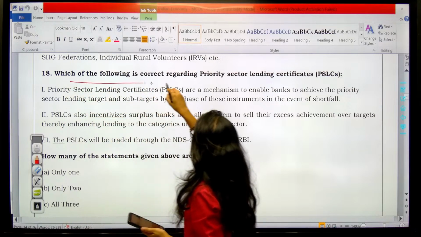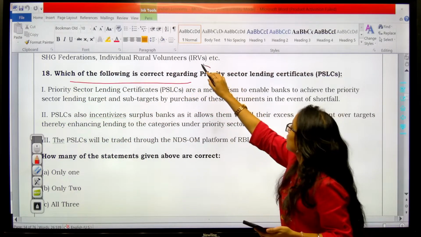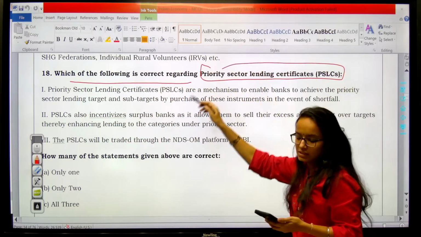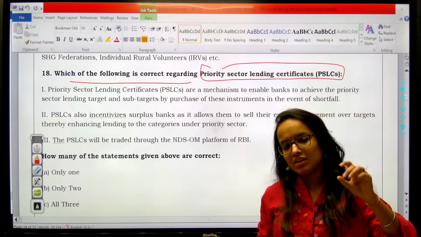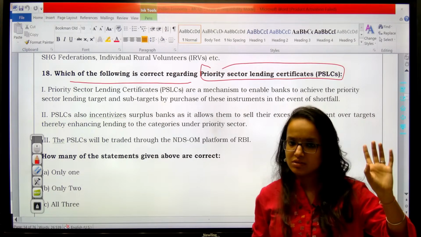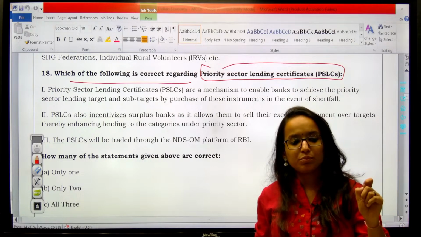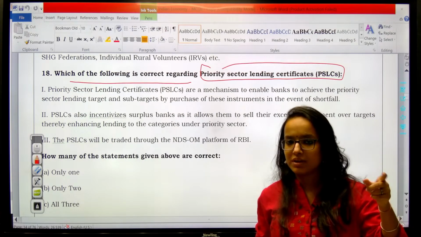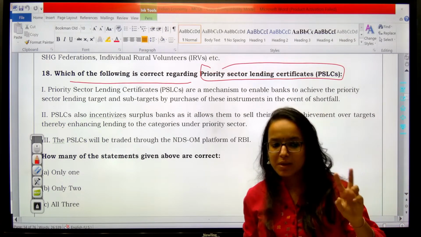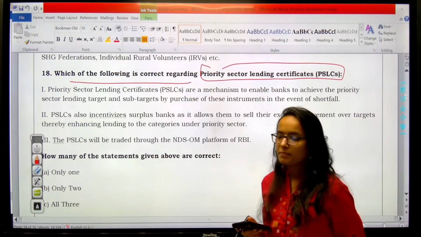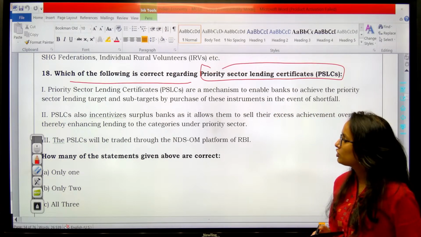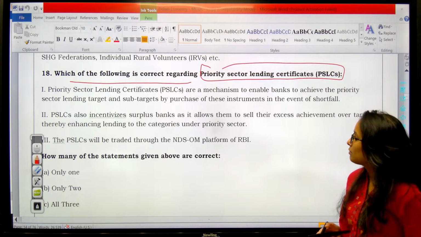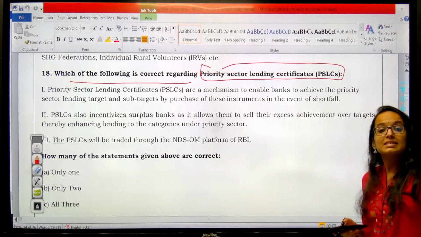is correct regarding priority sector lending certificates? Another important question. So you have noted down the correction which I told you regarding the first question, right? That merchandise exports in terms of value are more from India than the services exports, right? Remember, so just correct that statement. This is another question in front of you, question number 18. Which of the following is correct regarding priority sector lending certificates?